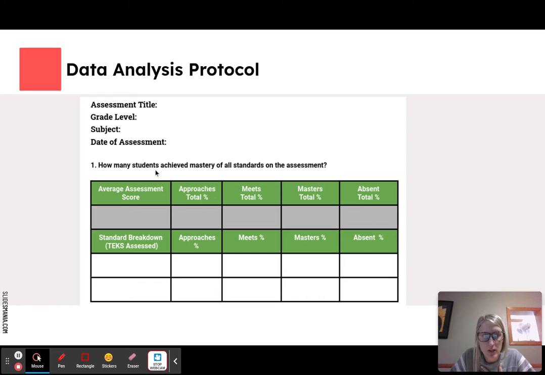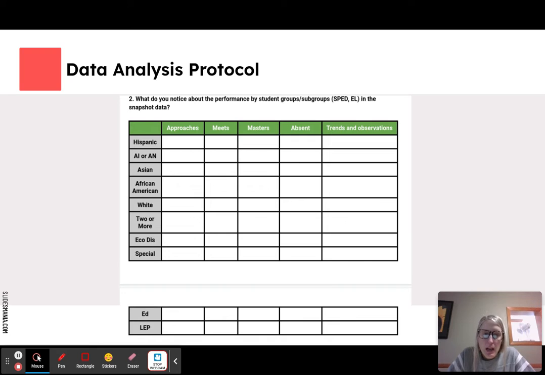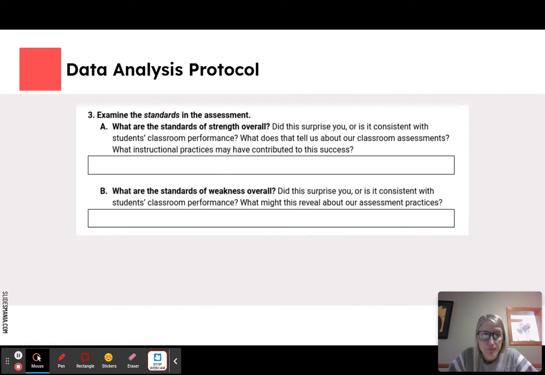So I know you all can read, but you're basically breaking down how they did in terms of if they met standard, approaches standard, met standard, and then of course if they were absent. And then this is where we break it down by your subgroups, same kind of thing. And then you write if you have any trends or observations, and again, mark if you have kids absent, especially if your school has absentee problems.